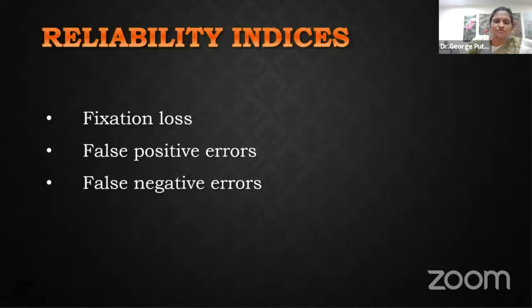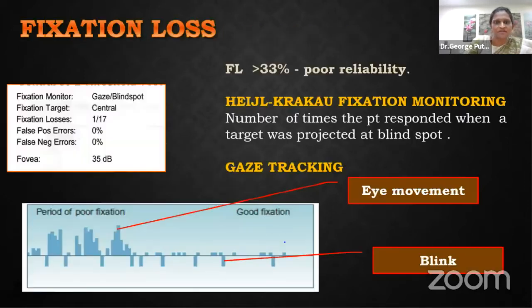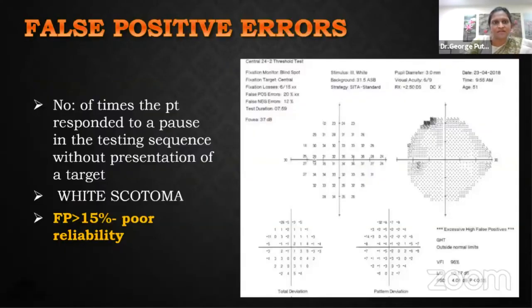The main indices to check the reliability of the visual field are fixation loss, false positive error, and false negative error. Initially, the fixation loss was judged with the patient's response to the target projected at the blind spot, but nowadays with the gaze tracking technique, the fixation loss is better assessed. A loss of more than 33% is very poor reliability.